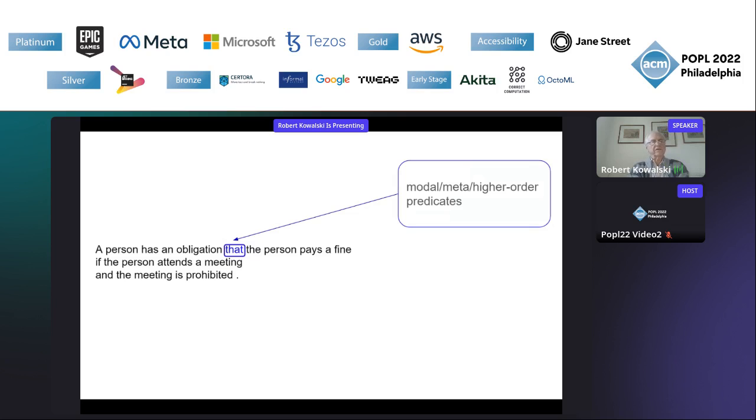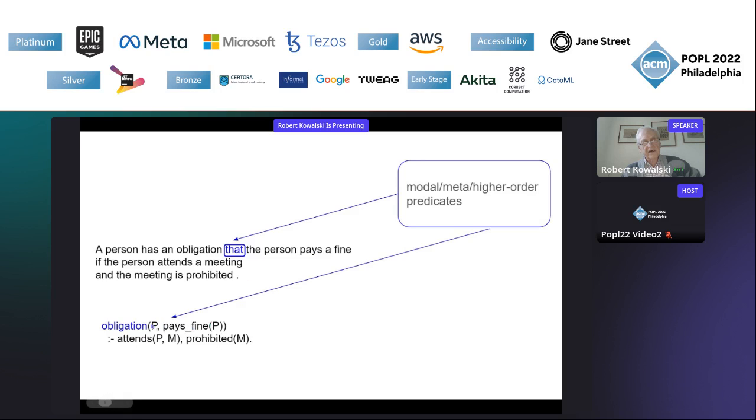And here's an example of that. A person has an obligation that the person pays a fine if the person attends a meeting and the meeting is prohibited. The word "that" is the key word we use in order to link a meta predicate, in this case obligation, to a lower level object level predicate. And of course, this translates into logic programming languages such as Prolog, by having the object level predicate embedded inside the meta level predicate.